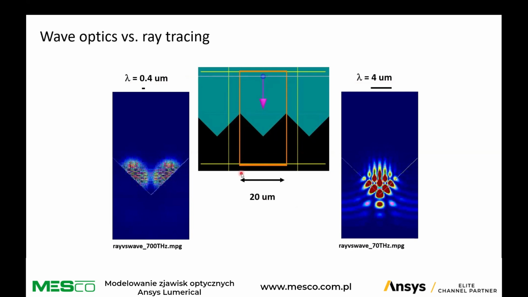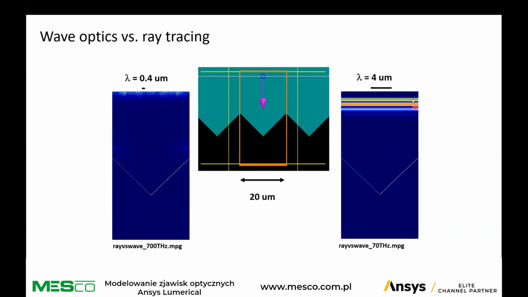The structure has a period of 20 micron, and we run a first simulation using a wavelength of 400 nanometer. Here the wavelength is much smaller than the period of the grating, and you see that when the light is propagating and reaches the grating, we have more or less what we expect, which is total reflection of light from that structure.